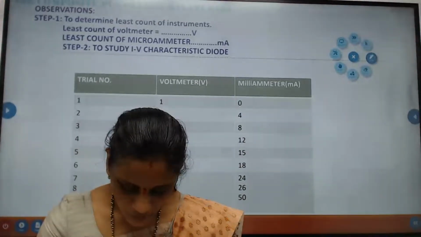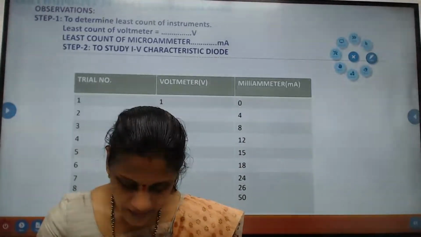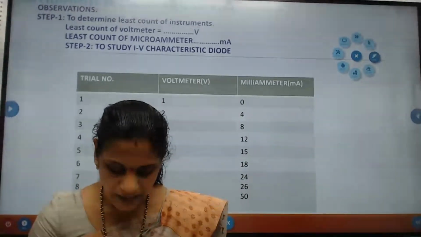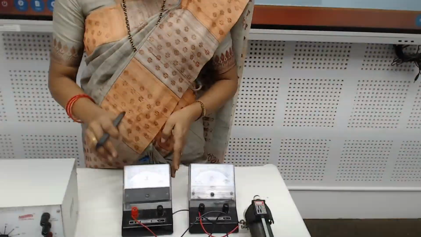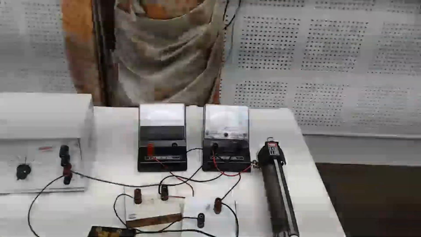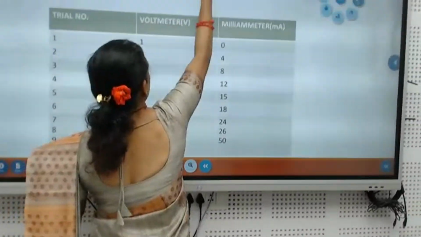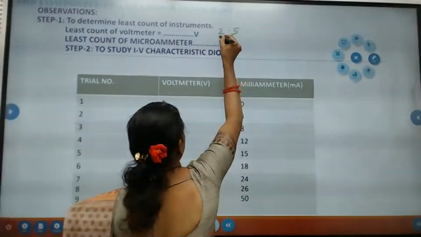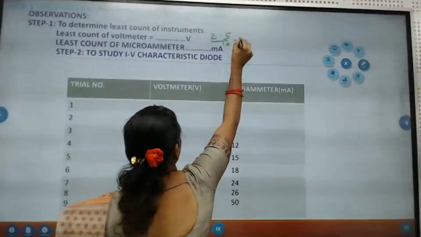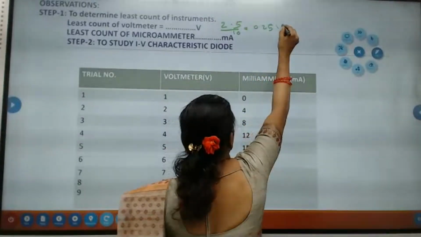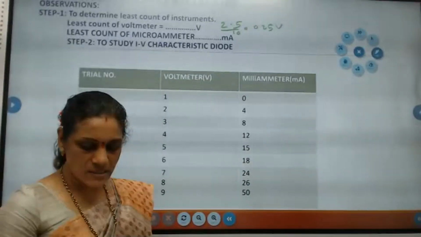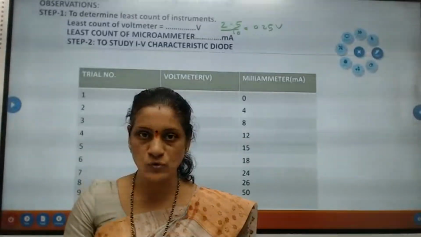You observe here, 0 to 2.5, and 10 lines are there. Then I need to find the least count: 0 to 2.5 with 10 lines means 2.5 divided by 10. This value I am getting is 0.25 volt. It means the least count of this voltmeter is 0.25.